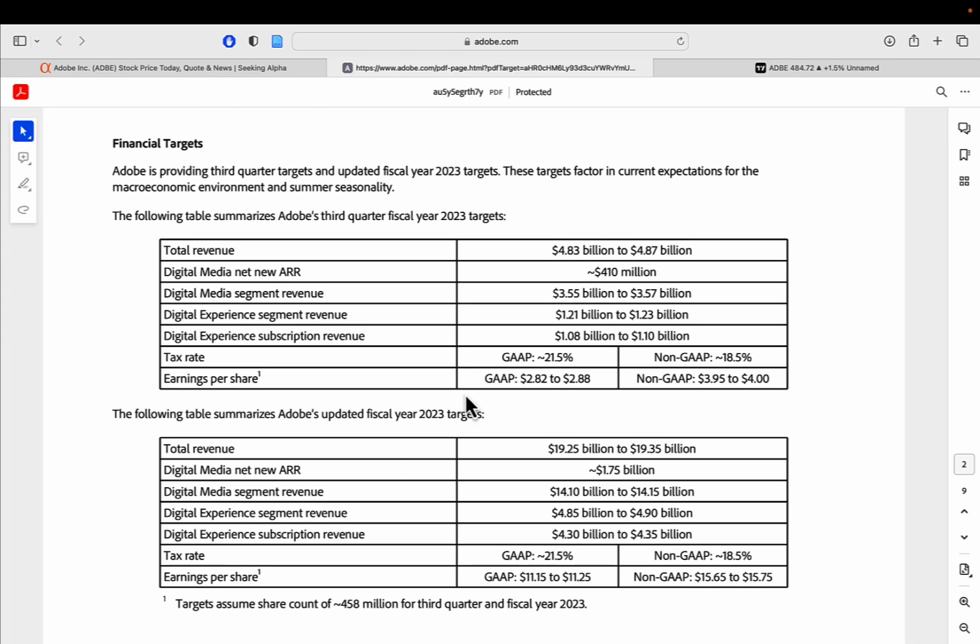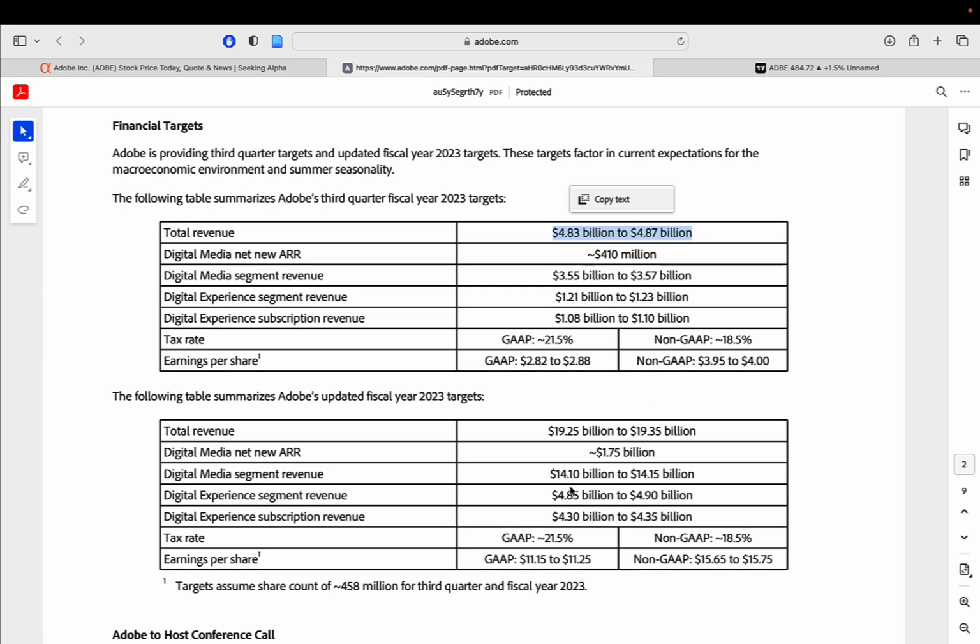They did provide guidance, and they actually raised guidance. So Adobe is projecting third quarter 2023 revenue to come in between $4.83 billion to $4.87 billion, and non-GAAP EPS to come in between $3.95 to $4 a share.